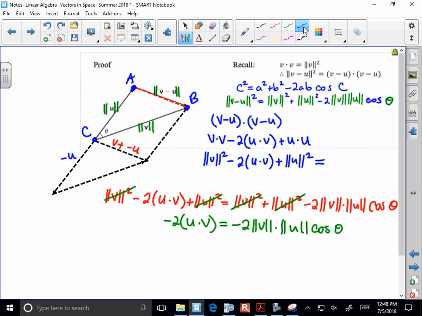Now we have a constant multiple of -2 on both sides. Those will cancel. Multiplication is commutative, so these two can switch. And we have u dot v is equal to the magnitude of u times the magnitude of v times the cosine of the angle between them. Okay, so that's where the rule comes from, at least the rule that generates the angle.